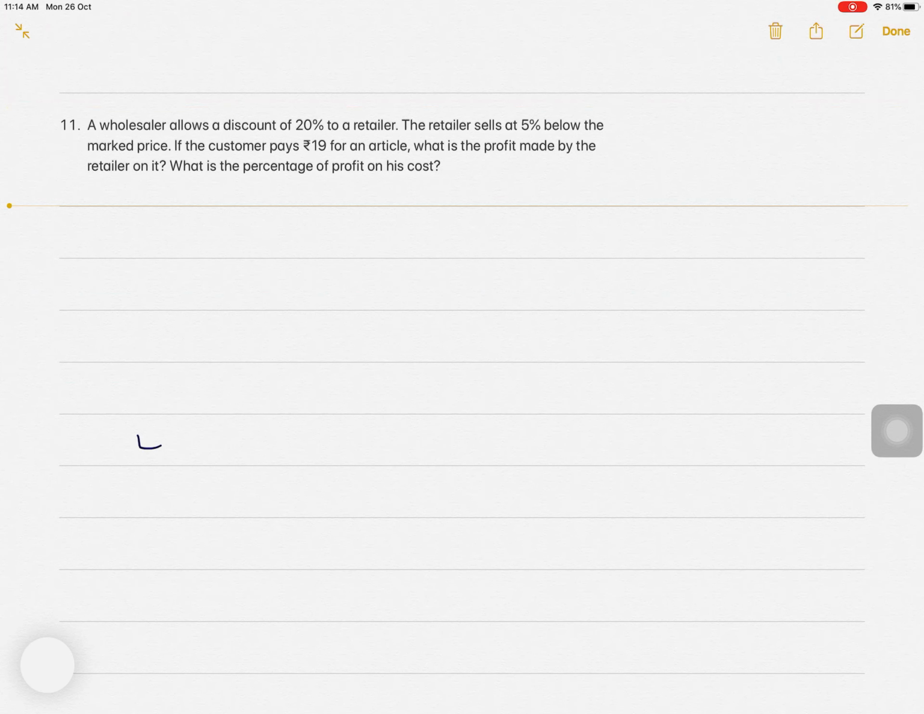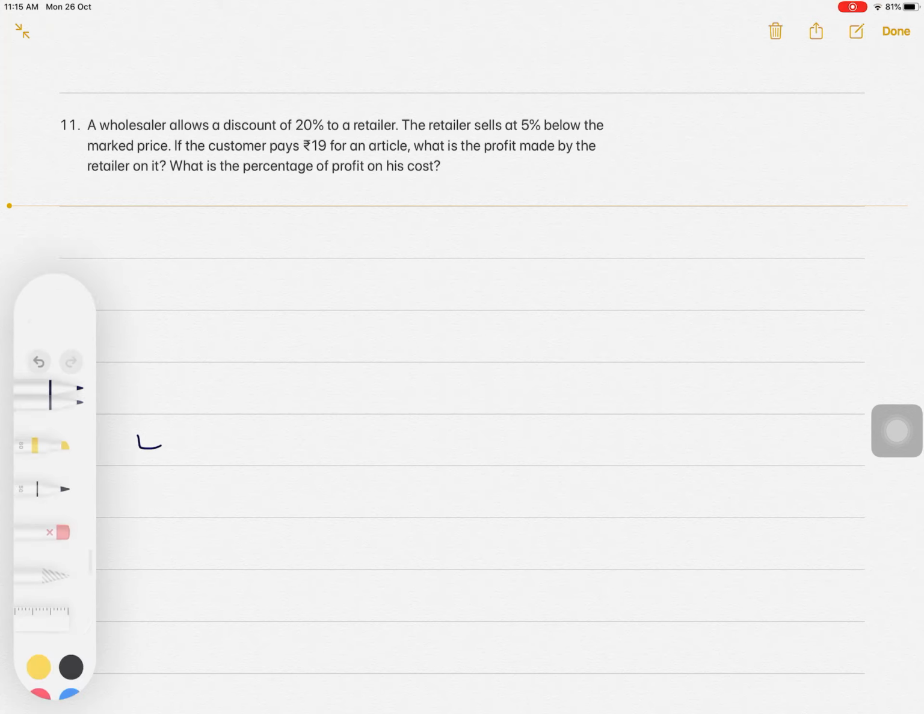A wholesaler allows a discount of 20% to a retailer. The retailer sells at 5% below the marked price. If the customer pays 19 rupees for an article, what is the profit made by the retailer on it? What is the percentage of profit on his cost price?